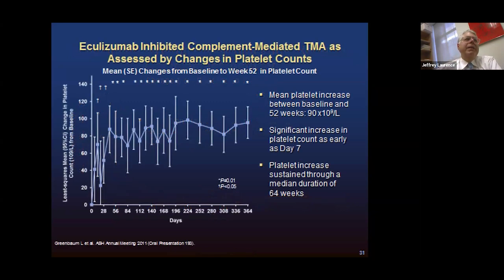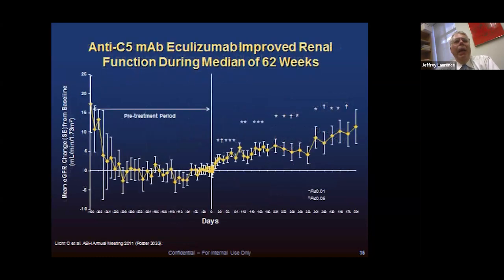This is the response in terms of platelet counts. Typically, you see a response after the first dose. It typically plateaus after about 4 doses. So it doesn't mean you couldn't see a response after giving 4 weekly doses, but the likelihood is much less. Typically, I see a response within 4 weeks of starting eculizumab in terms of platelets.